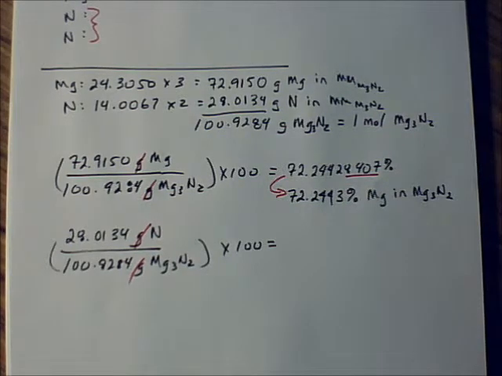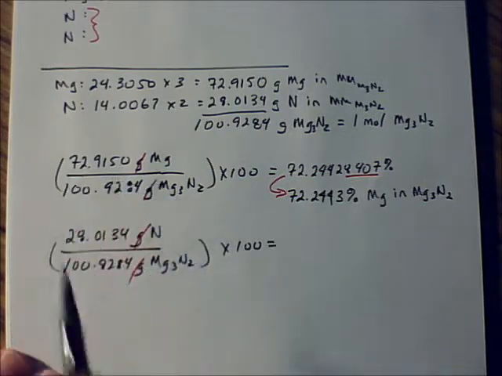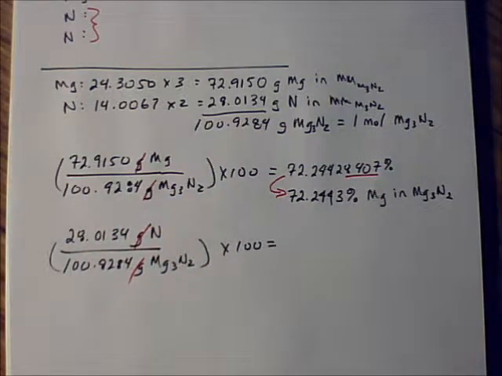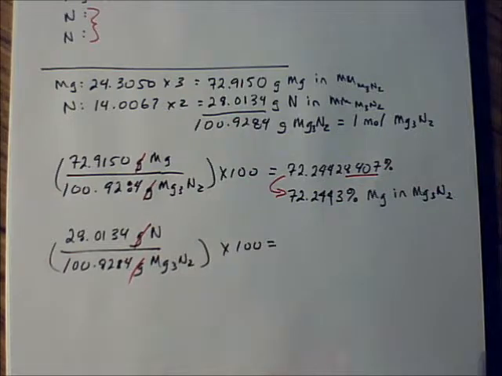Why did you round to 6? Because this number has 6 digits. It goes by the list. The 100 is a counting number. We don't worry about the 100. The end of the 72.9150 — your calculator won't give you that 0 on the end.